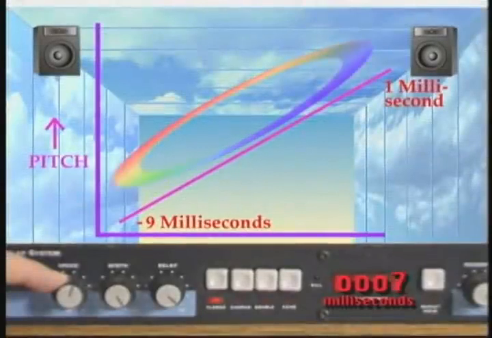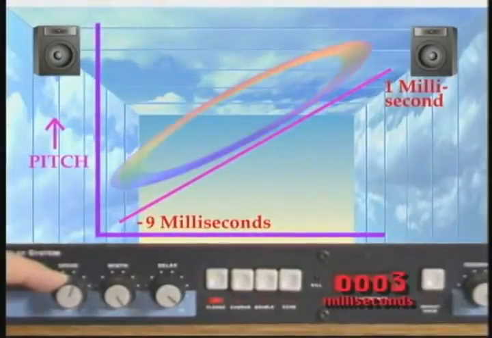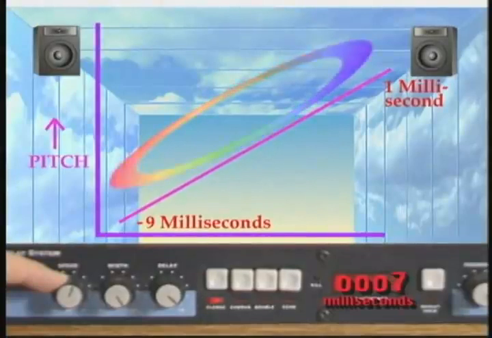Notice that as the delay time gets shorter, the pitch seems to rise. As the delay time gets longer, the pitch seems to fall. Now, if we set the width or depth so that the sweep of the delay time is not so wide like this, then we have the effect commonly called chorusing.